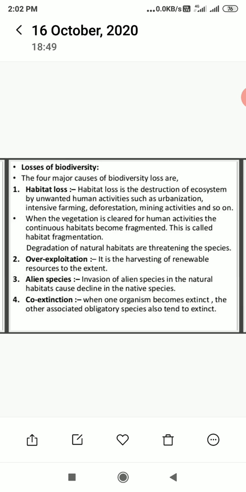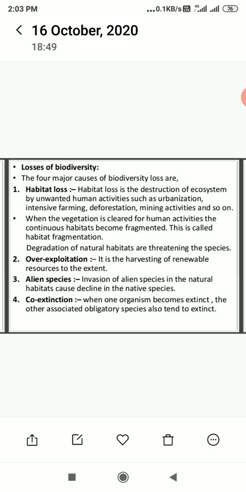Third cause is alien species. Alien species are invasions of other species into the natural habitat of indigenous species, which causes decline in the native species. For example, Nile perch was introduced into Lake Victoria, and it became the cause for the extinction of 200 species of cichlid. Similarly, Parthenium, the carrot grass that came along with wheat, is considered an alien species.